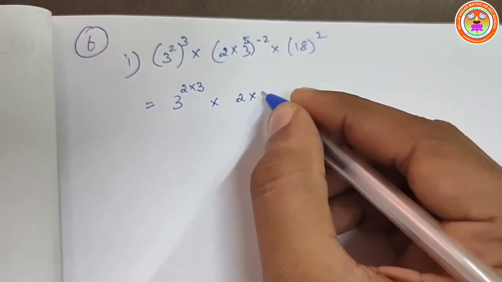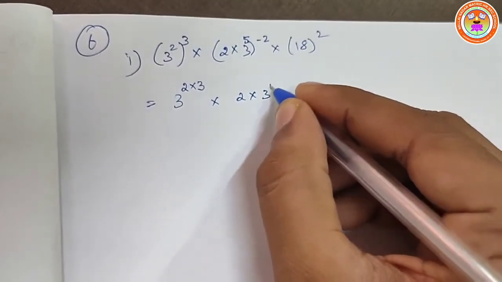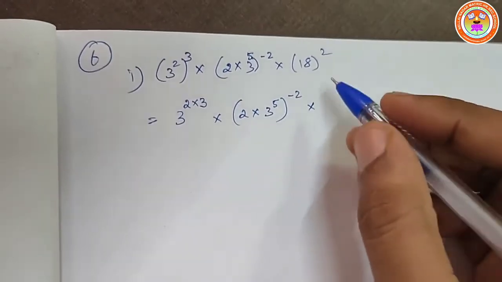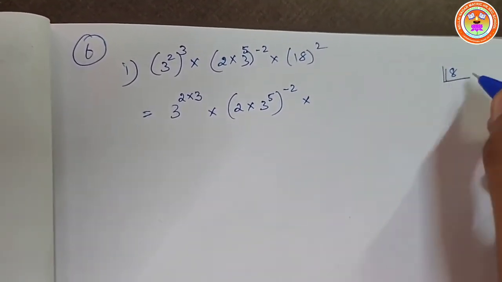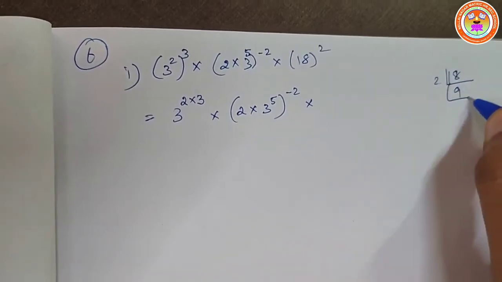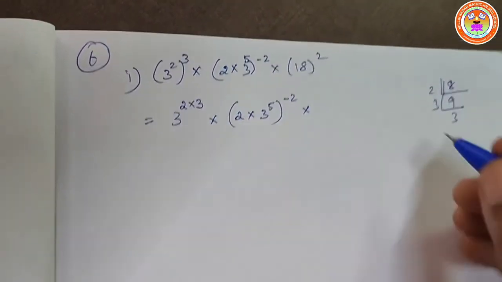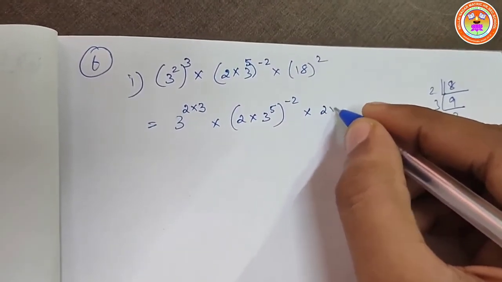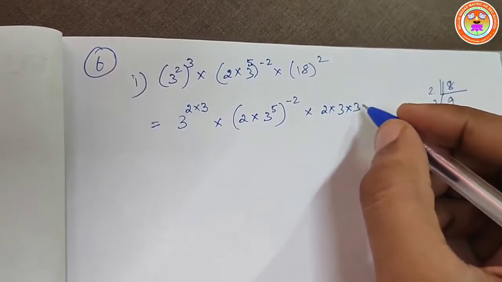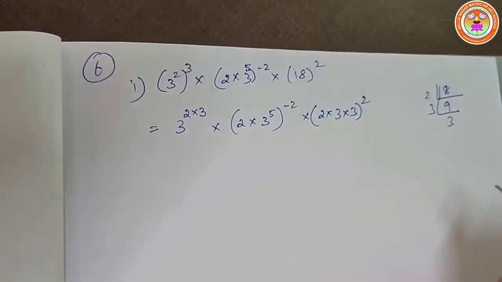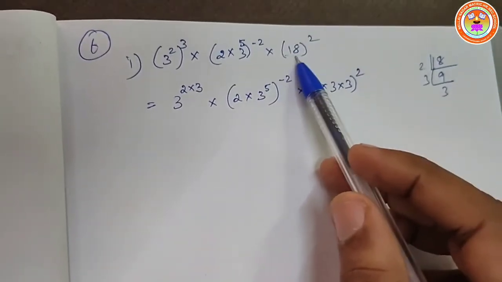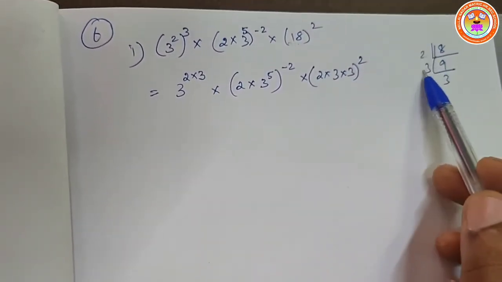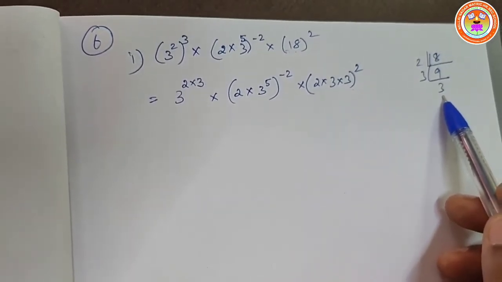And into here 2 into 3 power 5 the whole power minus 2 into this 18. You do it as the prime factorization method. 2 times 9, again 3. So this you can write it as 2 into 3 into 3 the whole power 2. So wherever you are seeing the bigger number, you have to convert it into prime factorization, and you have to write like this: 2 into 3 into 3. So you will get 18.